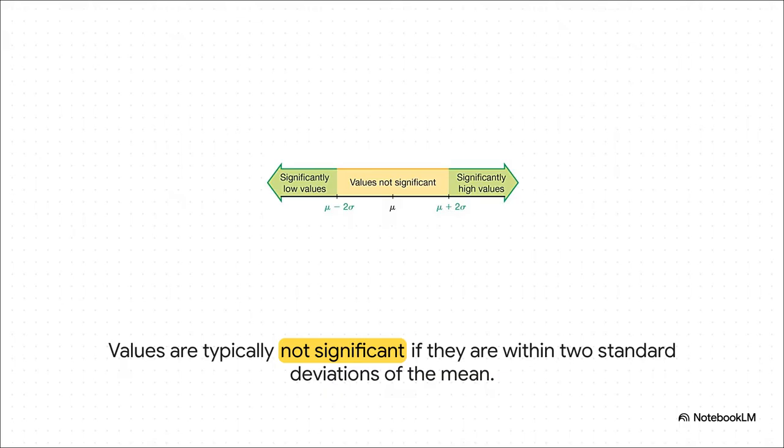That yellow area in the middle, that's your normal or expected range of values. Anything that falls outside of that 2 standard deviation window, out there in the green zones, is considered statistically significant. It's an unusually high or an unusually low value that's probably worth a closer look.